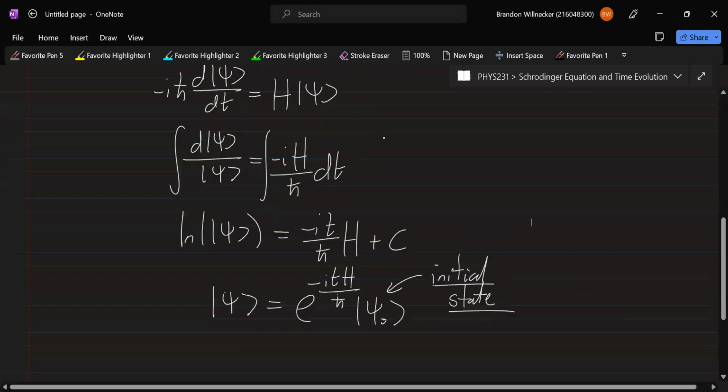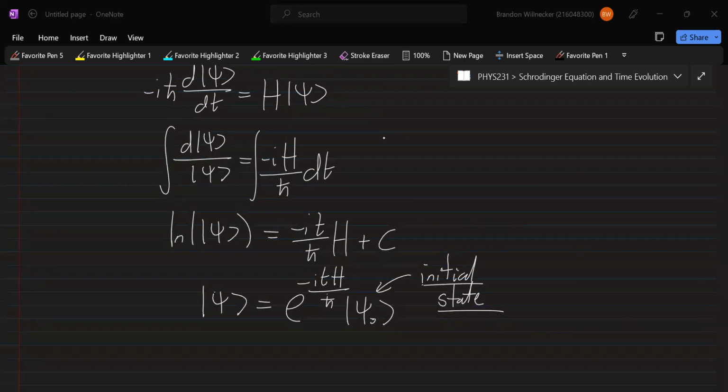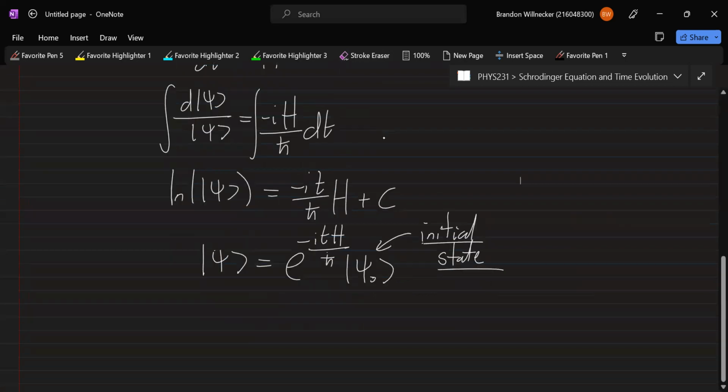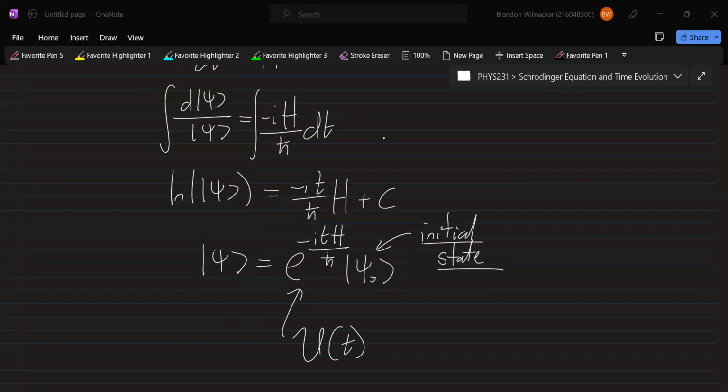Once again, this is not a formal proof. Please don't take this as any proper mathematics, but it gives you an idea of where this time evolution operator comes from. So this thing in front here, that is our U of t that we had before. This is just a very rough way of seeing where that operator comes from.